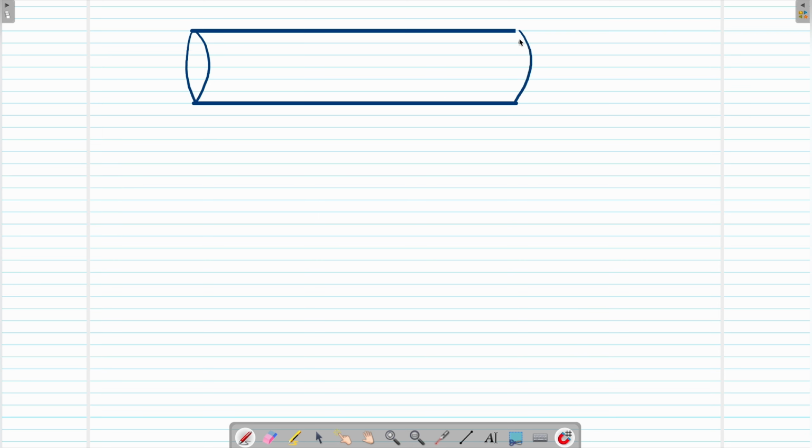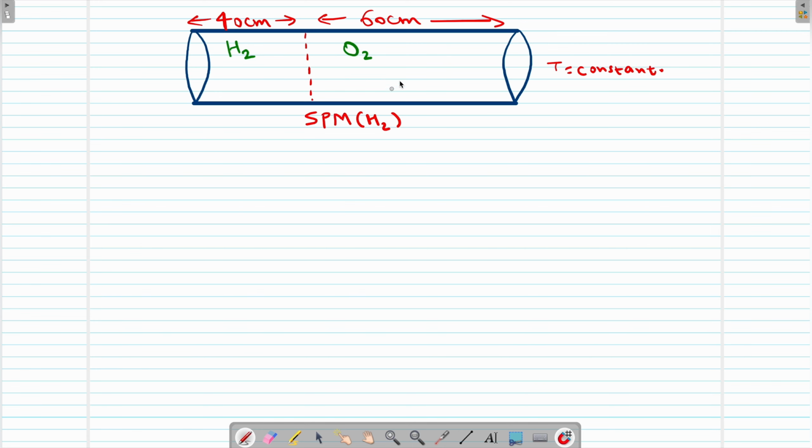So here is the container, a cylindrical container with the SPM present at 40 cm from the left end, and the SPM allows only S2 gas to pass through it, right? So this length is 40 cm whereas the right length is 60 cm. So temperature is kept constant, and here we have S2 gas and here we have O2 gas. When the SPM allows the S2 gas to pass through it, S2 gas will also be present on the right hand side.